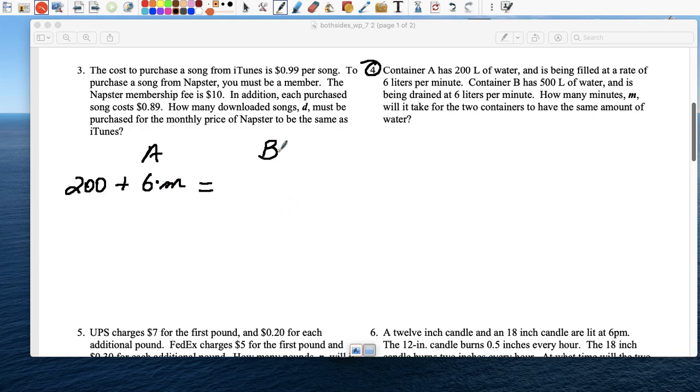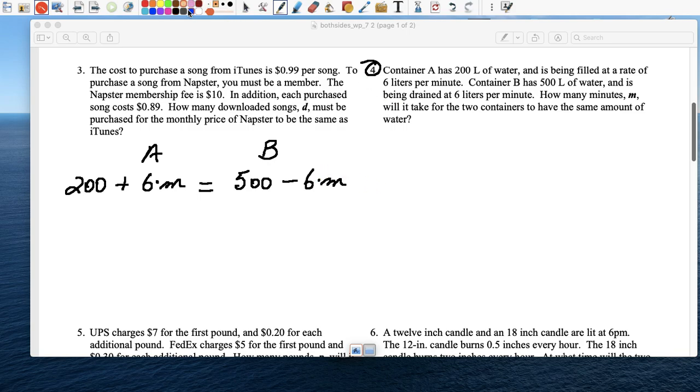Okay? And then container B has 500 liters of water. And it's being drained, so it's losing, how much is it losing? Losing 6 liters per minute. Okay, and there's my equation.